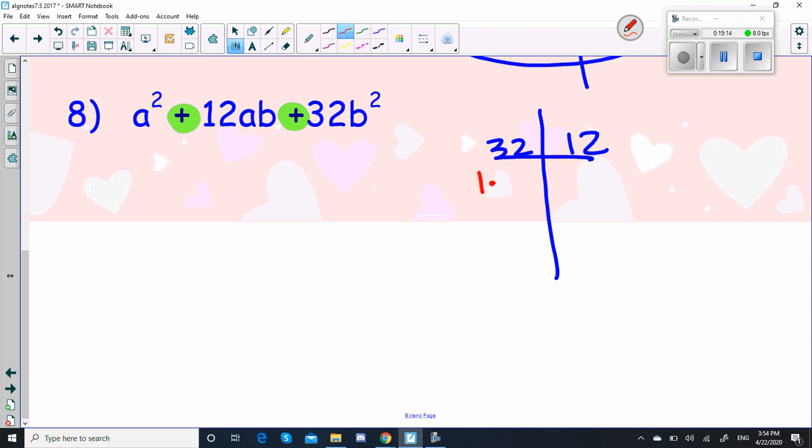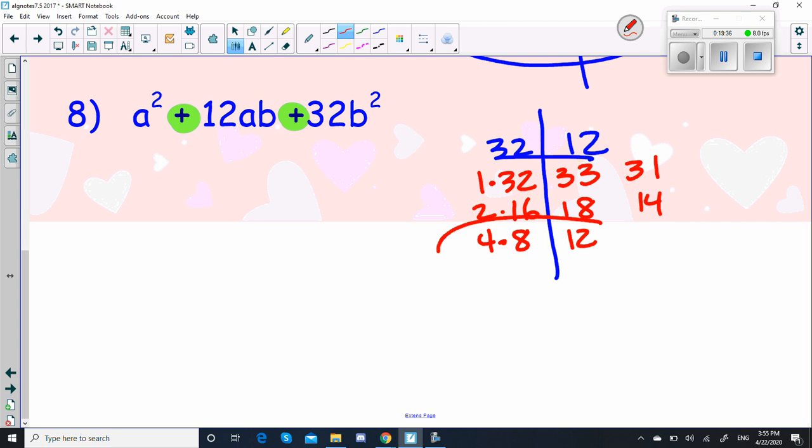So 1 times 32, if I add them, that is 33. And if I subtract, I get 31. I'm subtracting these two numbers. 2 times 16. If I add them, that's 18. If I subtract them, that is 14. I'm getting close. 3 won't go into 32. 4 times 8. If I add them, that's 12. That's it. See how it makes the 12 right there?